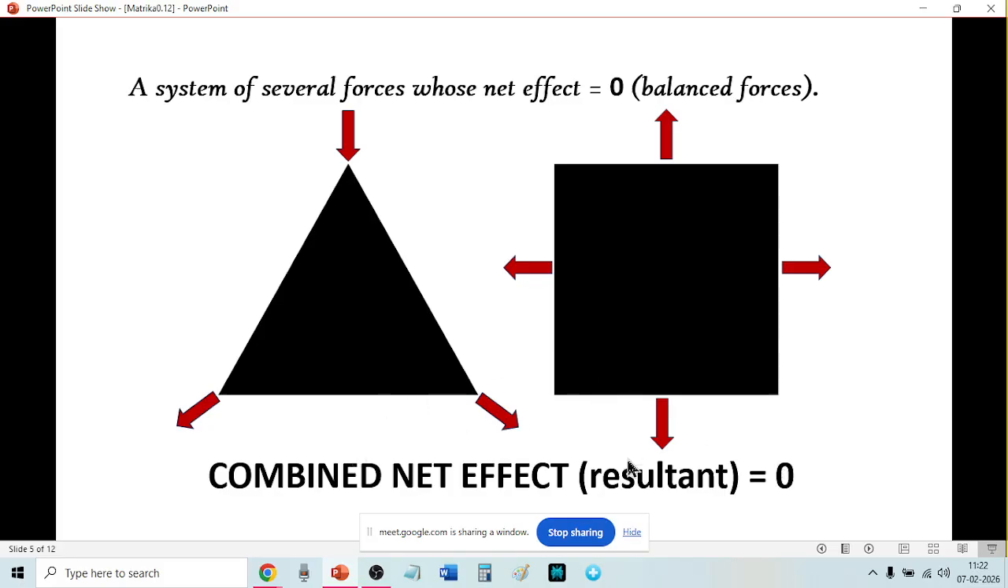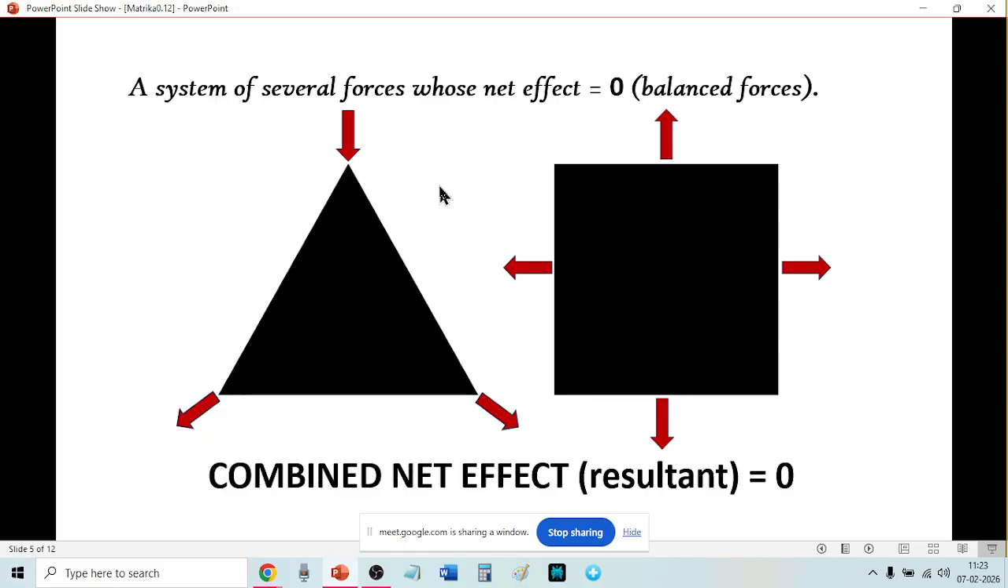The combined net effect is also called the resultant. The resultant, the combined effect, the net effect, the total effect is 0 if they are balanced forces. So three forces which are balanced, total effect 0. Four forces that are balanced, total effect 0. The resultant is 0. The combined total net effect is 0.